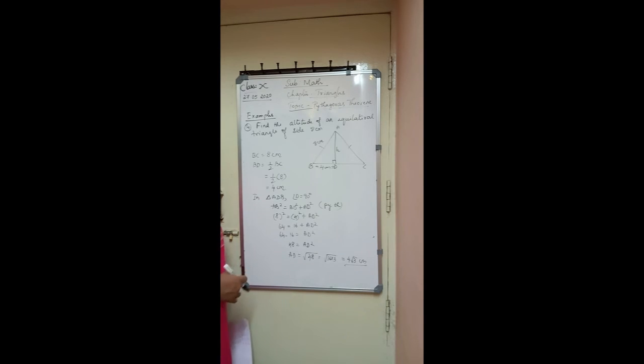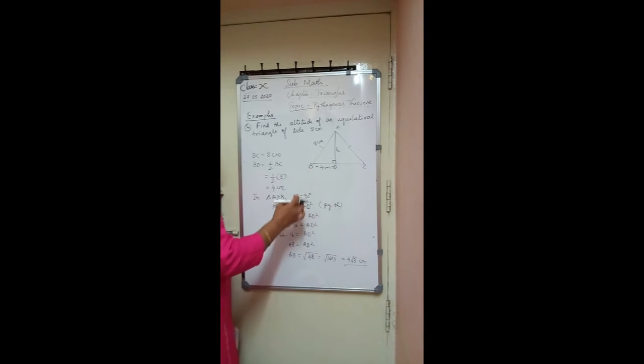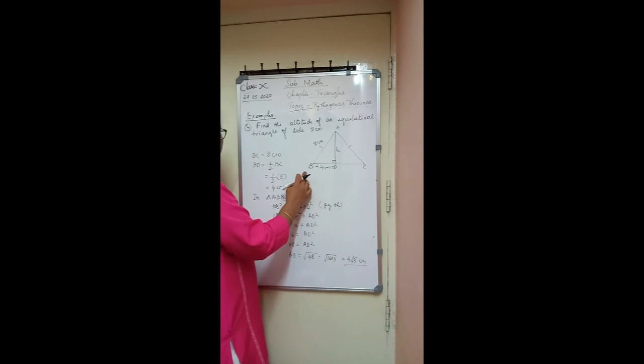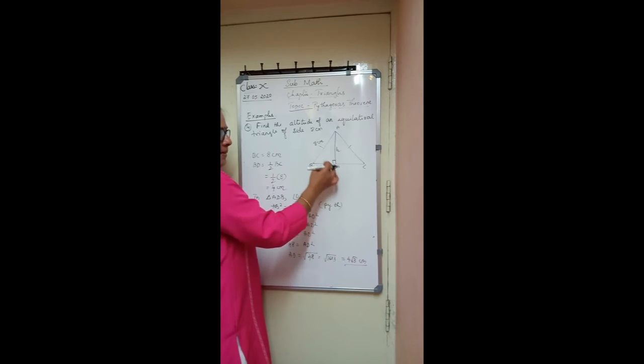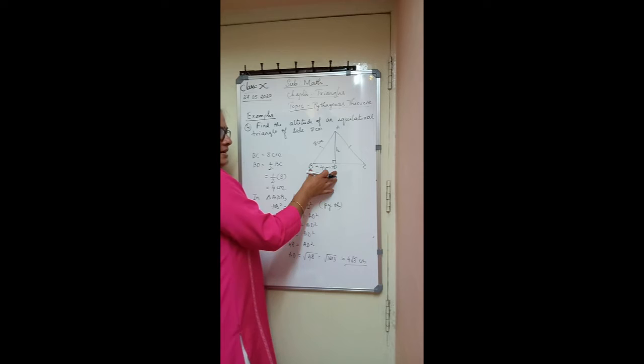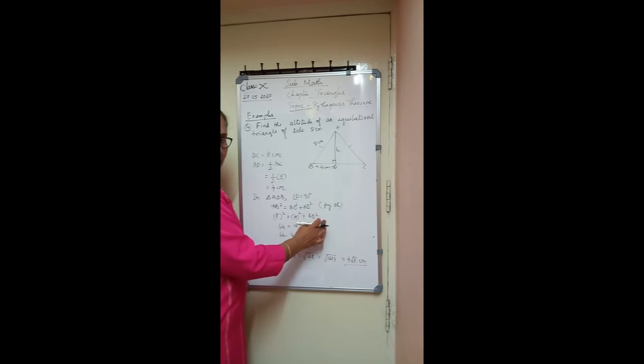In an equilateral triangle, all the sides are equal. Then the perpendicular bisects the side, so that the side BC is 8 centimeter, so BD equals 8 by 2, which is 4 centimeter. Then apply Pythagoras theorem in triangle ABD. In this triangle ABD, AB is the hypotenuse, so AB square equals AD square plus BD square. So AB square is 8 square, and BD square is 4 square, plus AD square.